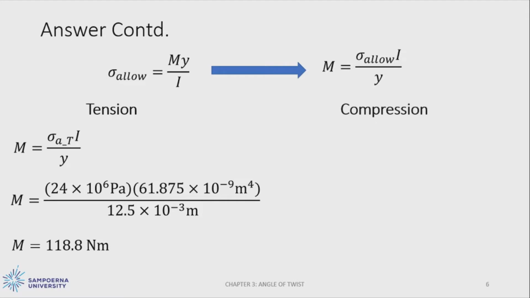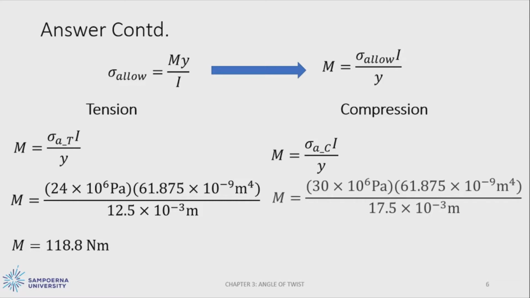After that, we calculate for the compression. The allowable stress for the compression is multiplied by the inertia and divided by the distance to the centroid of the beam. Then we substitute the values into the formula to obtain the largest couple that might be applied to the beam, which is 106.1 Newton meter.